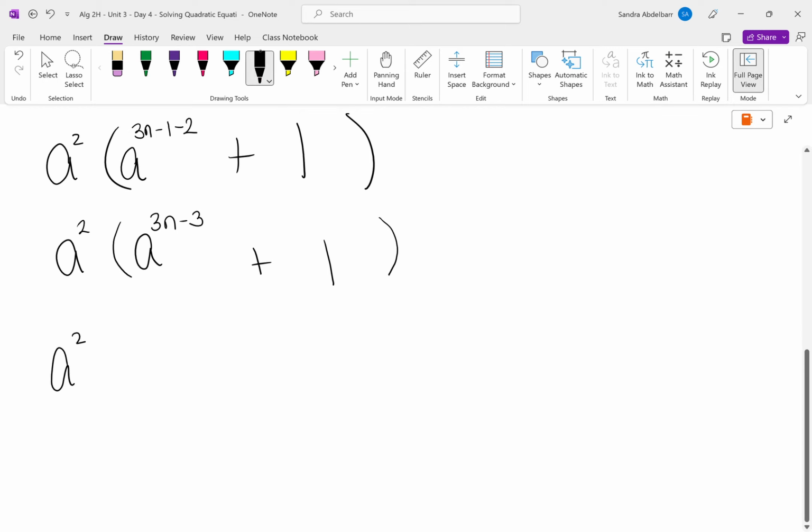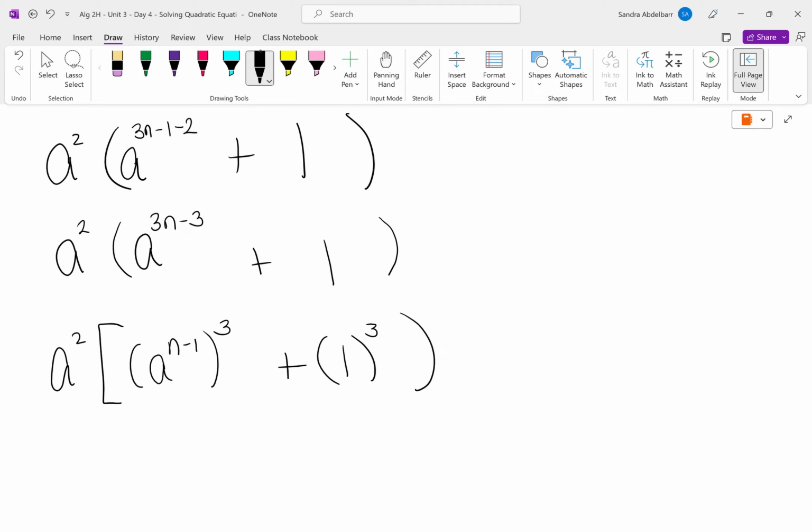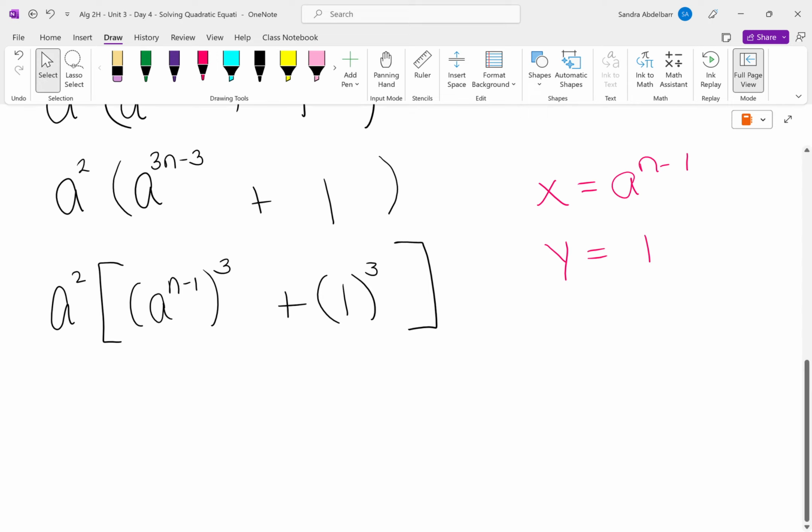Why? This is a sum of cubes because this can be a, let me make some brackets. This could be a raised to the n minus 1 to the 3rd power. Do we agree? And isn't 1 to the 3rd power still just 1? Right, so that's why this is a sum of cubes. My a, I guess we can't use a. Let's use x this time. X will be a to the n minus 1, and our y will be 1.